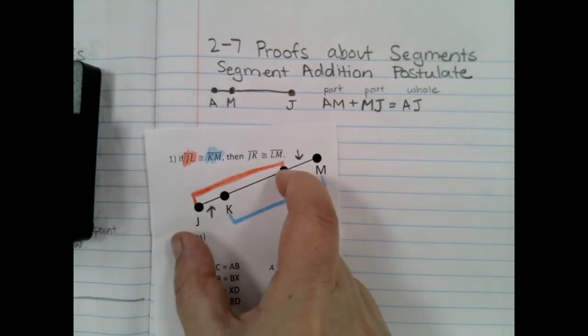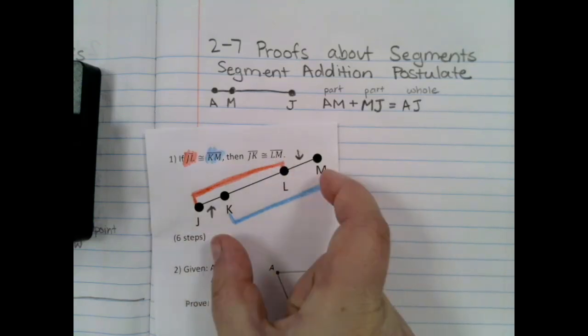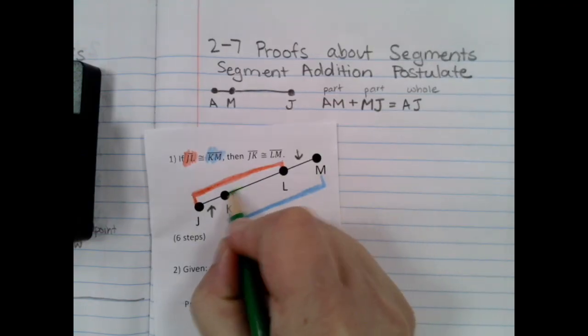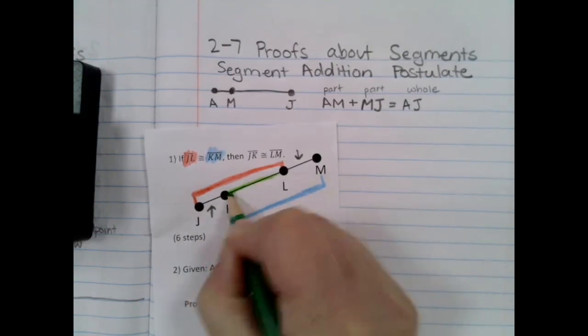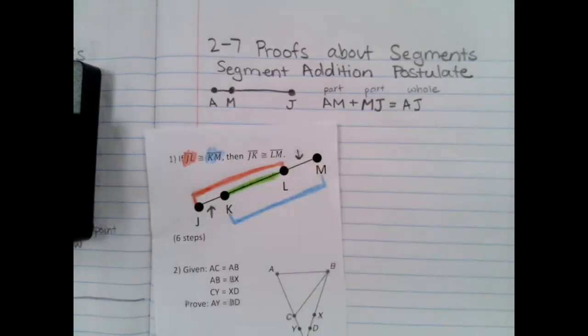You look at JL and then KM. What's a part of it that they both have? Where's the overlap? Good. K to L. Thanks, Elizabeth. Okay, KL is that overlap.